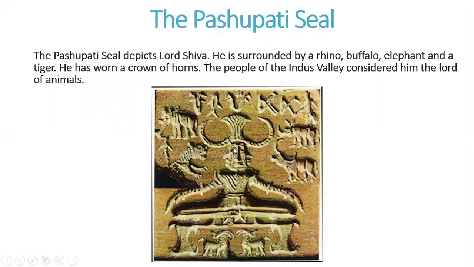He has worn a crown of horns, and the people of the Indus Valley considered him the Lord of Animals. So, Lord Shiva was considered the Lord of Animals, and the seal depicts that in itself.